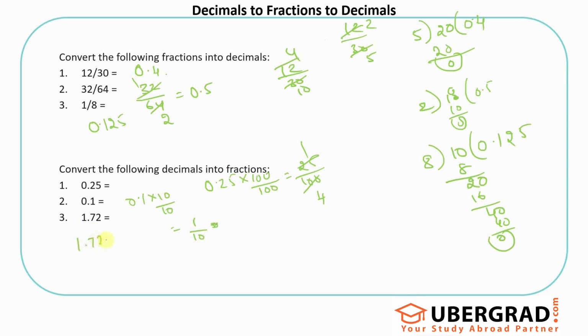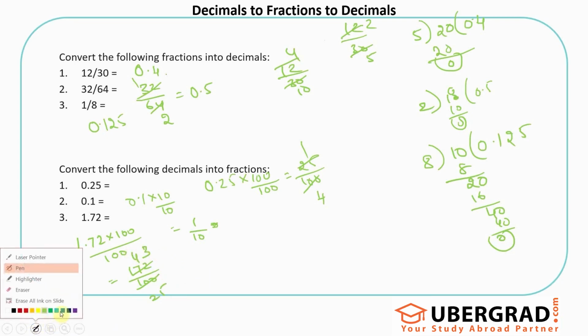1.72 can be written as 1.72 into 100 by 100. That will be like 172 by 100. So that I can start cancelling them out. It will get cancelled by 4. So it's 4 4s are 16, and then 43 by 25 is the answer for this. Right, so that's how we can get them into fraction. That's a simpler fraction, 43 by 25.